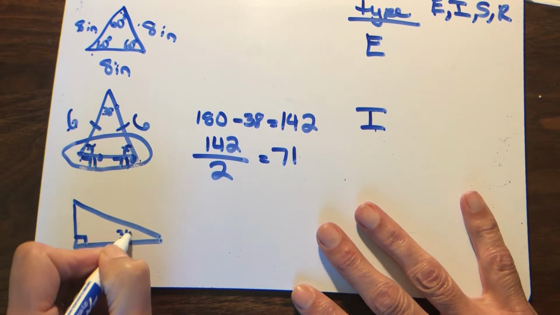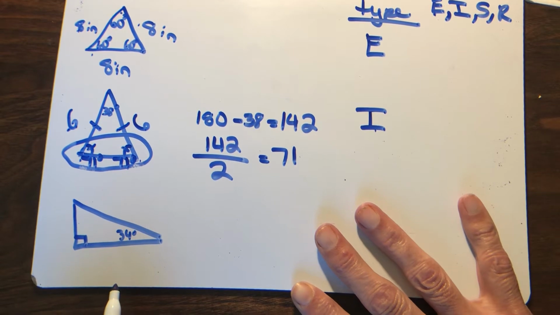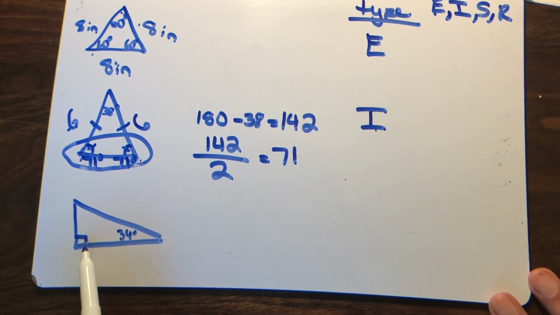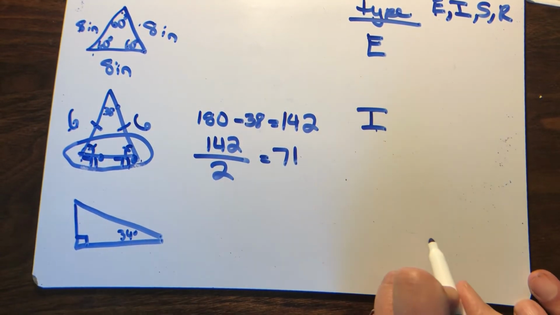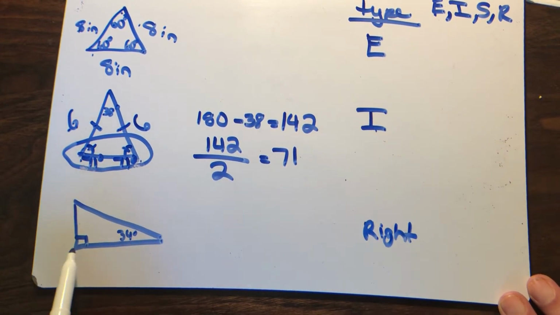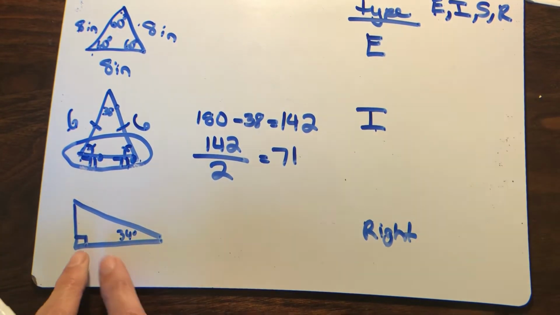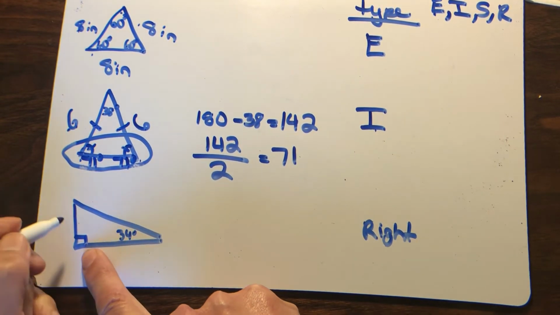And these are your measurements. Now, you've got this marking. What does that mean when you have that marking? That means that it is a right triangle. So we know it's a right triangle. Okay, but that didn't tell me if it was equilateral, isosceles, or scalene. So if it's a right triangle, it's what measurement?